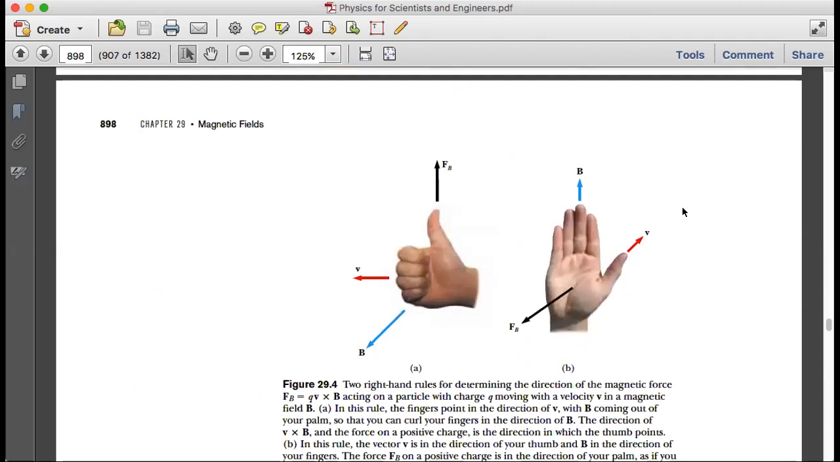Jadi ini bisa kita pilih, misalkan empat jari itu arah B ke sana, terus jempol arah kecepatan. Arah telapak tangan itu menggambarkan vektor gaya. Atau bisa juga dibalik, misalkan arah F-nya ke atas, jempol. Arah B itu telapak tangan, arah jari itu kecepatan, itu juga bisa, sama.